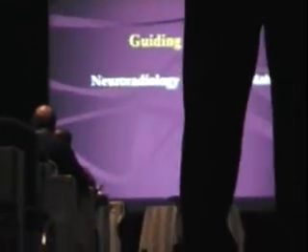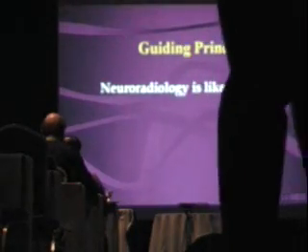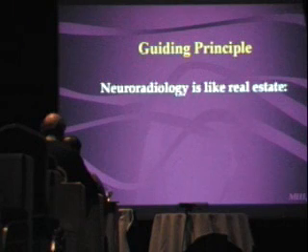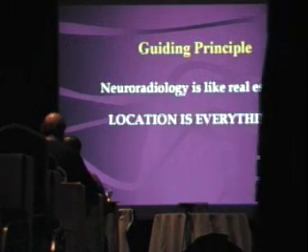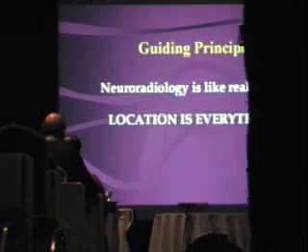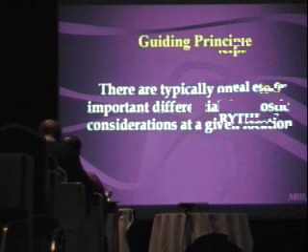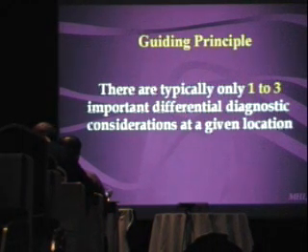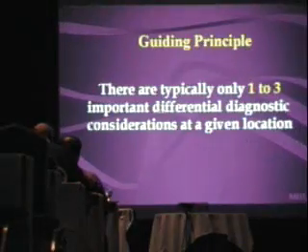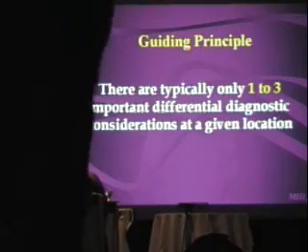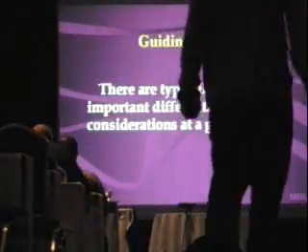Basically, I think the guiding principle, unlike other parts of the body, when we're doing head and neck radiology, is that it's like real estate. Anatomy is critical, and location is everything. If you can localize a lesion to the anatomic compartment in which it exists, there are typically only one or two or at most three things that it could be. So the trick here is looking at some of these big principles of how you compartmentalize these lesions. That's going to be your big clue as to what these are.